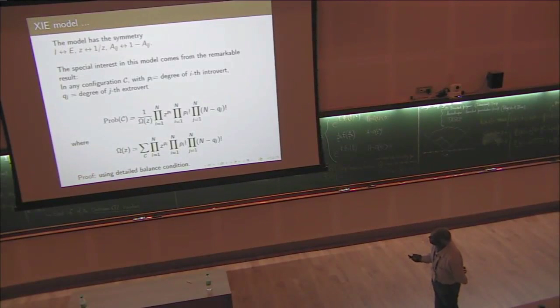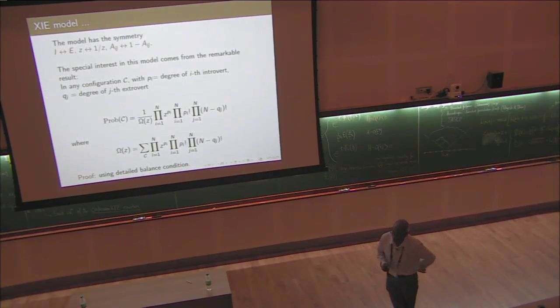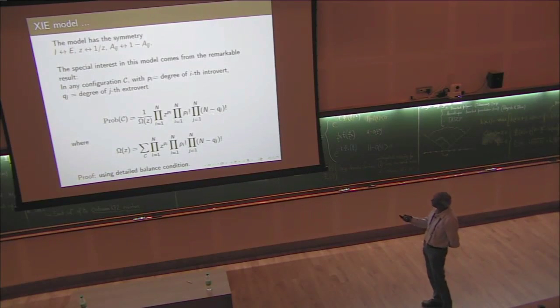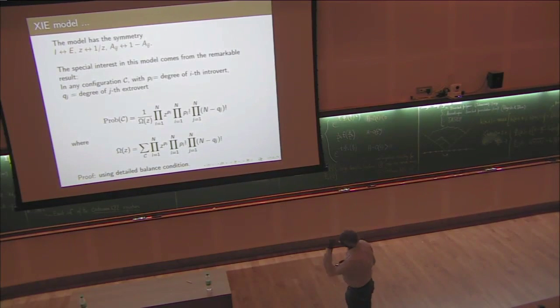And it turns out that you can write the probability of a configuration in this model in a very nice, simple and symmetric looking form. So if you look at a configuration in which the ith introvert has degree pi and the jth extrovert has degree qj, and you ask what is the probability of this particular configuration, it turns out that the probability is proportional to pi factorial multiplied over all i, n minus qj factorial multiplied over all j, and there is a normalization factor. And if you have a bias, it's z to the power pi product. So it looks like a very nice formula multiplying lots of products of factorials, and so it's a nice weight, and can one make some interesting statements with this? The proof of this is fairly straightforward. Just check that the detailed balance condition is satisfied with these rules.